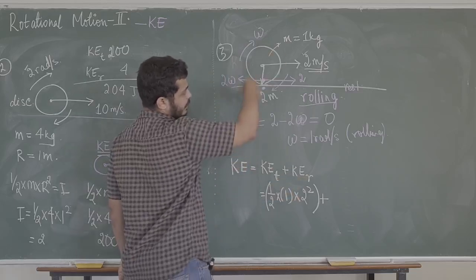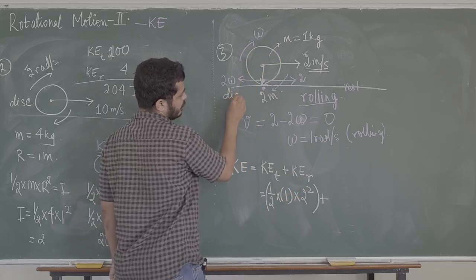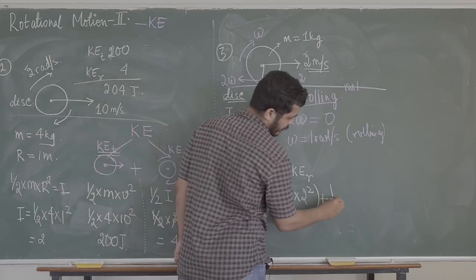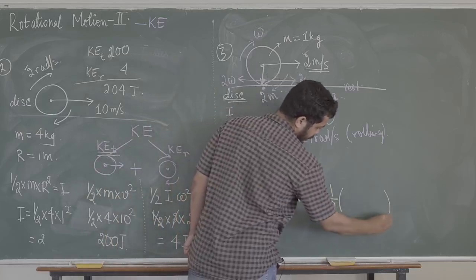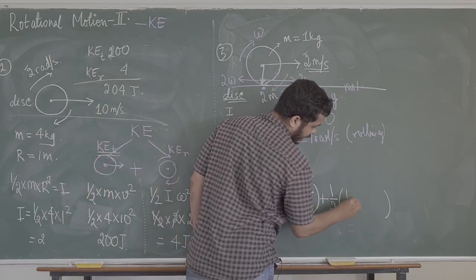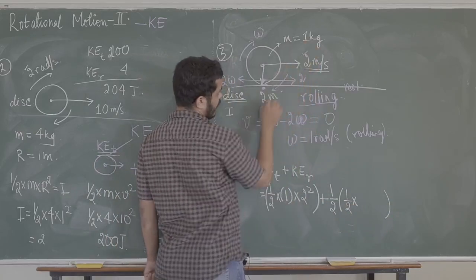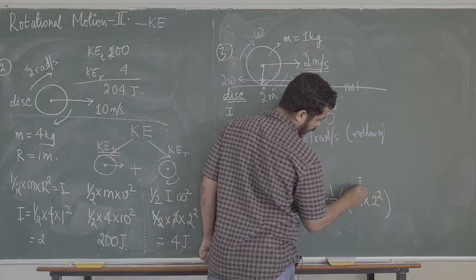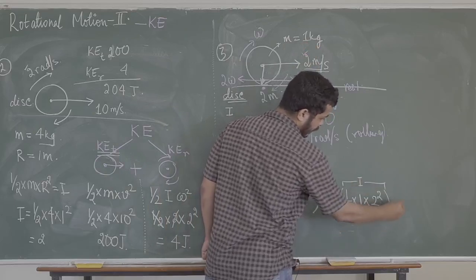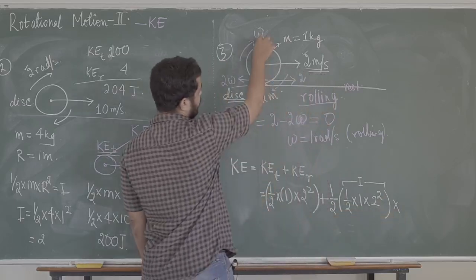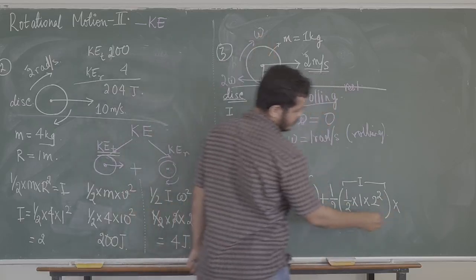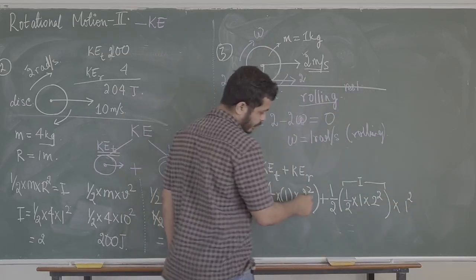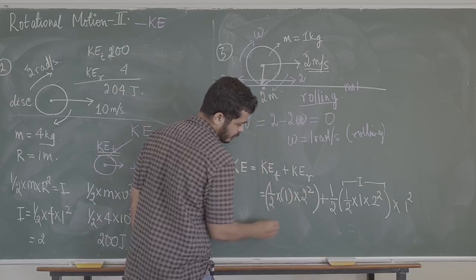I said this thing is a disc. It's a wheel. So you can just find out the value of I and put it over here. So half into I omega squared. For a disc, I will be half mr squared. So m is 1, r is 2. So this is the value of I over here, multiplied by omega squared. Omega is equal to how much? We found omega is 1. So into 1 squared. What answer will you get? 2 squared is 4, 4 divided by 2 is 2.